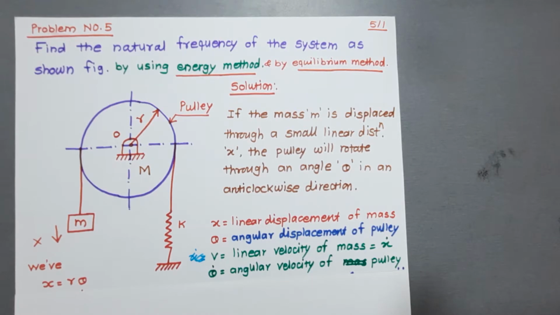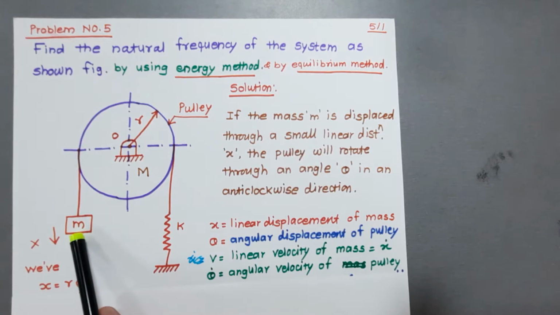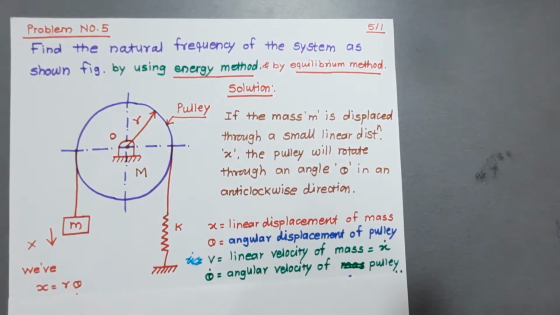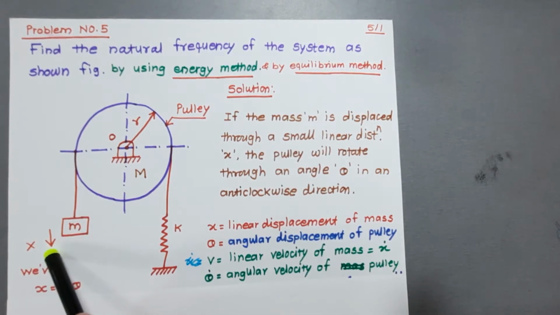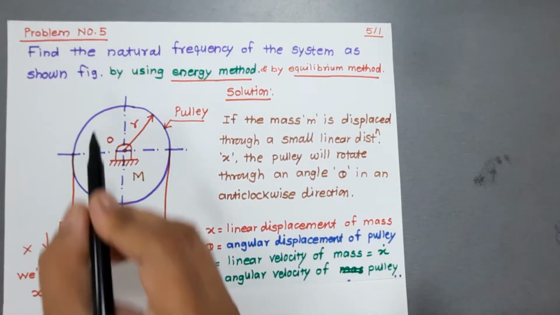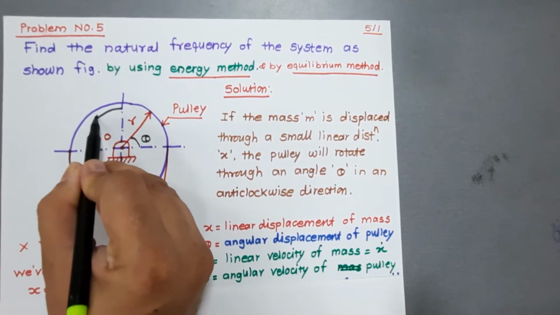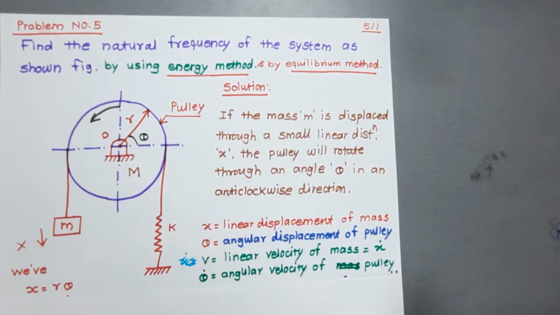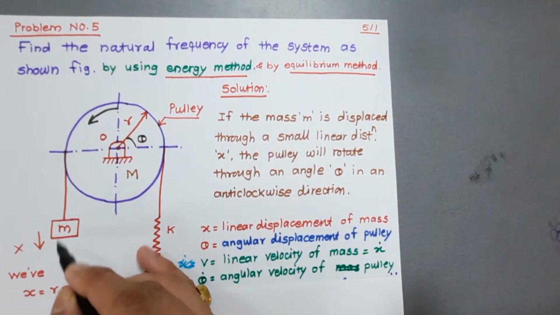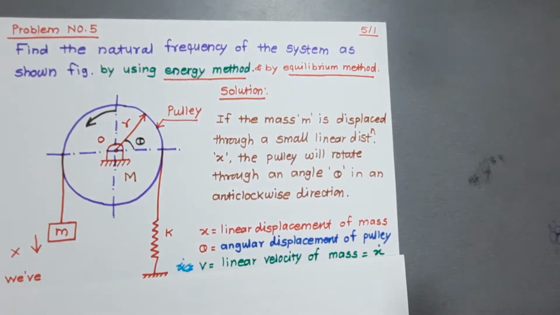Now dear friends, first we will solve this problem by using the energy method. If small m is the mass displaced through a small linear distance x in the downward direction, as shown, then the pulley will rotate through an angle theta. How will the pulley rotate? As the mass moves in the downward direction, the pulley will rotate in the anti-clockwise direction, and theta is the angular displacement.